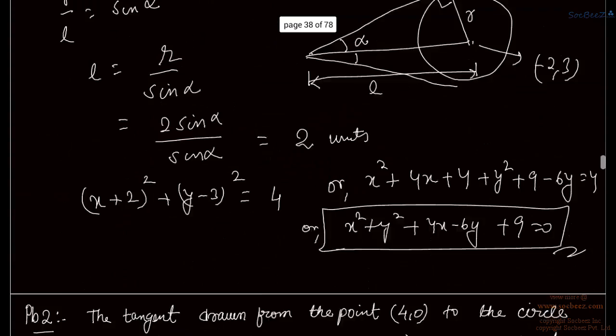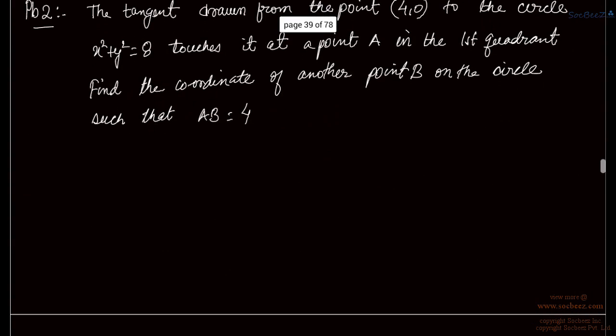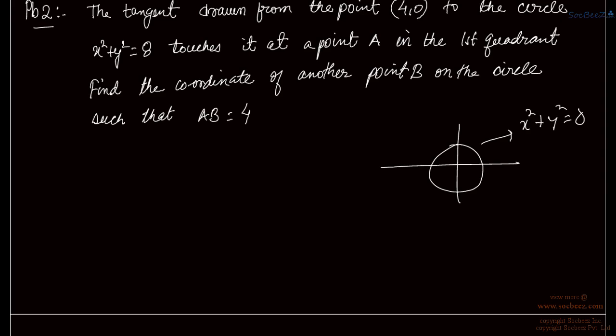So now moving to question number 2, problem 2. The tangent drawn from point (4, 0) to the circle x square plus y square is equal to 8 touches it at a point A in the first quadrant. Find the coordinates of another point B on the circle such that AB is equal to 4. So say this is a circle, x square plus y square is equal to 8 with center at 0, 0 and radius 2 root 2 units, isn't it?